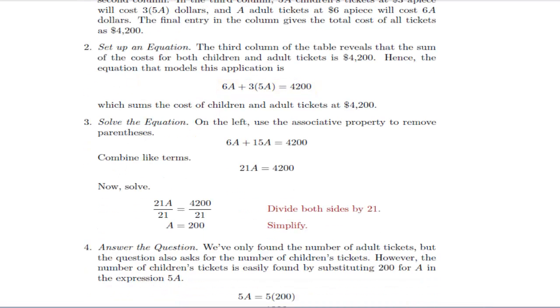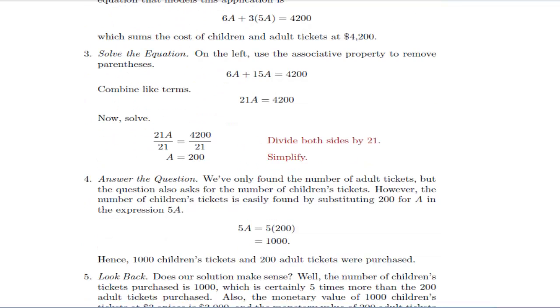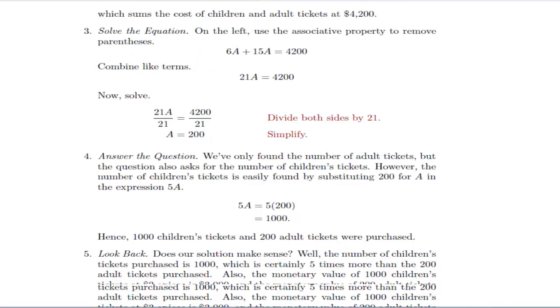3. Solve the equation. On the left, use the associative property to remove parentheses. So 3 times 5A is 15A. Then combine like terms. 6A plus 15A equals 21A. Now solve. Divide both sides by 21. On the left-hand side, 21A divided by 21 equals A, and on the right-hand side, 4,200 divided by 21 is 200.